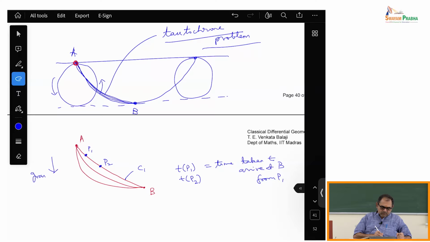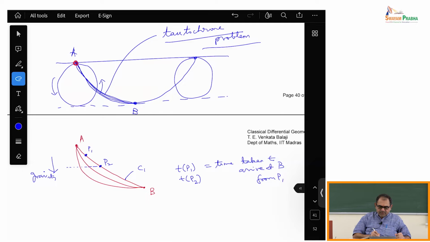So you have gravity here. The point is that, of course, it's obvious that how much time it will take for the bead, when it is released from a point on the curve, to reach the lowest point will depend on the nature of the curve. It will also depend on where you started from. So if you started at a certain height on different curves, then the time taken may be different.